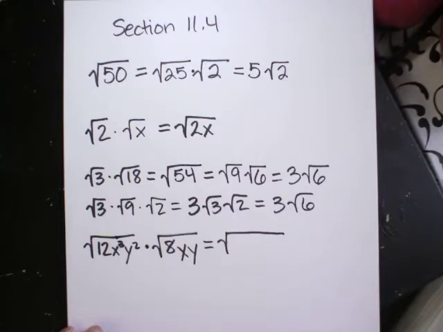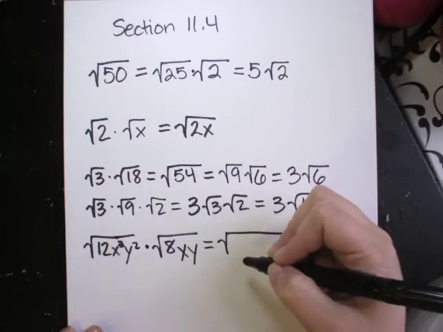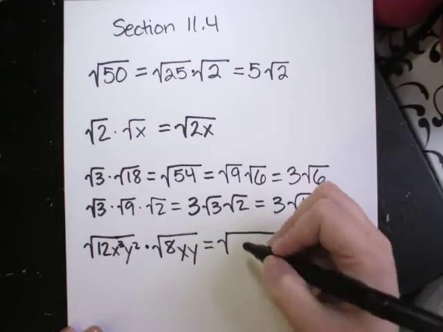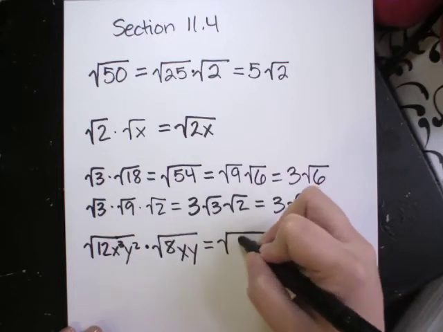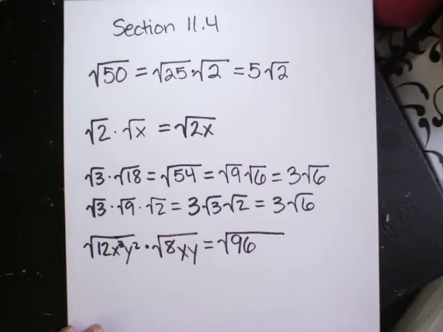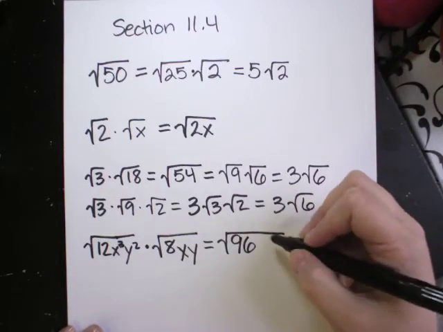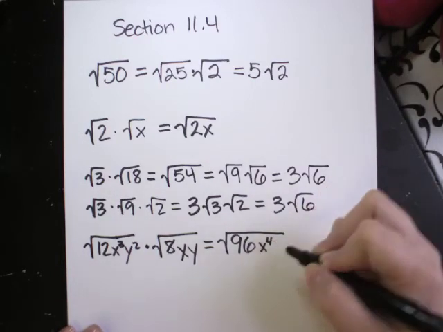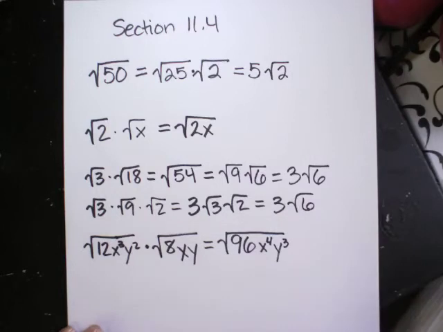That would be numbers first. 12 times 8? No, try again. 96. 96 is probably a better answer because it's the right one. Okay. And then x to the fourth, y to the third. Yeah, okay, there we go.